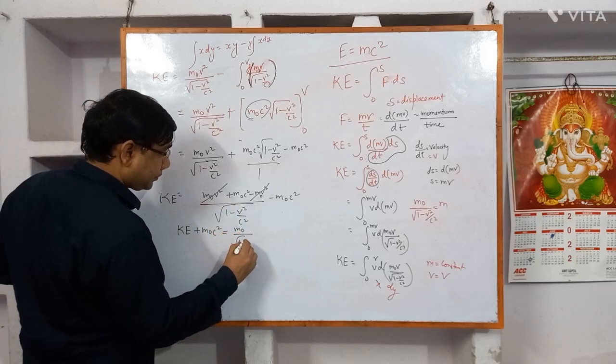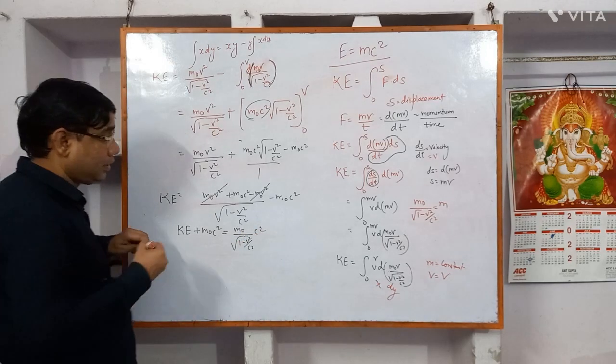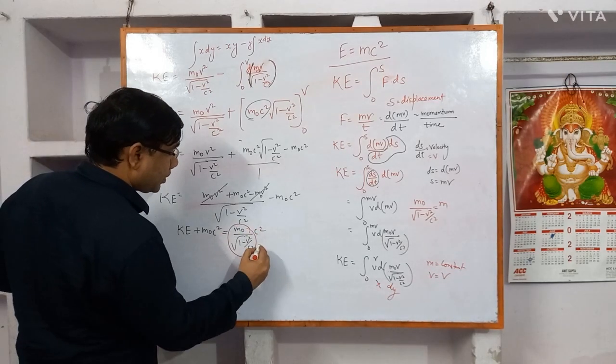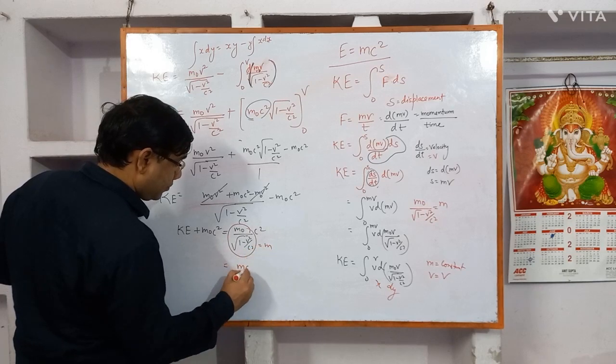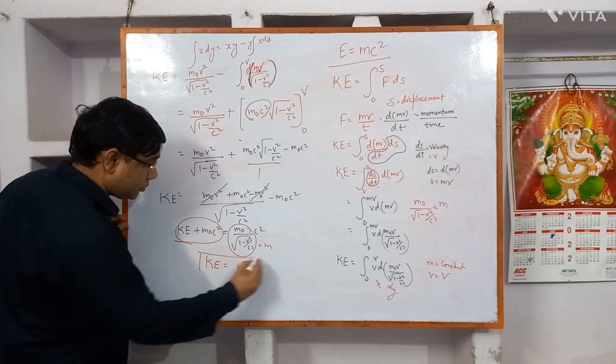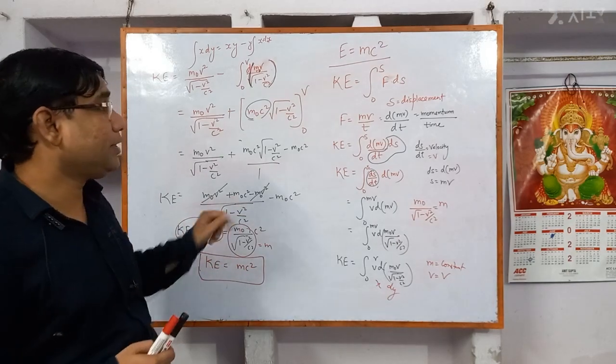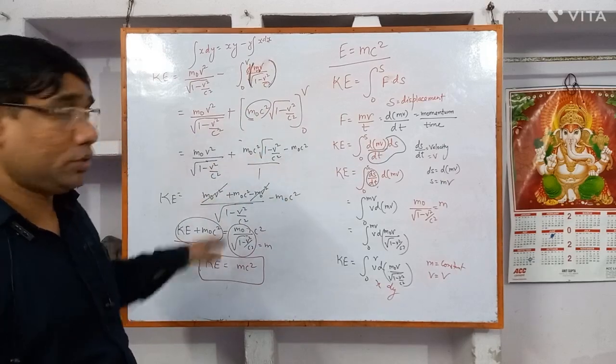This value becomes m, so mc square, this is the whole kinetic energy. So now this value comes from this. You can understand why this.